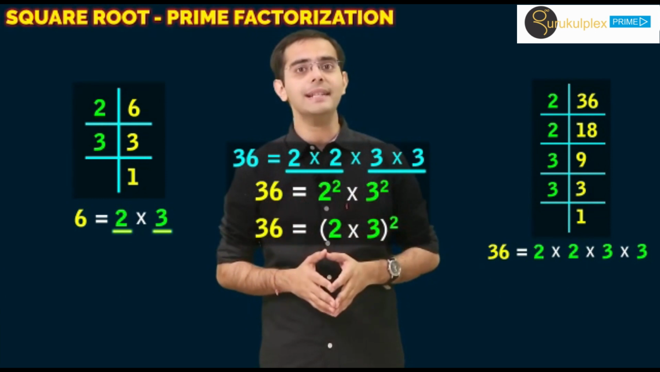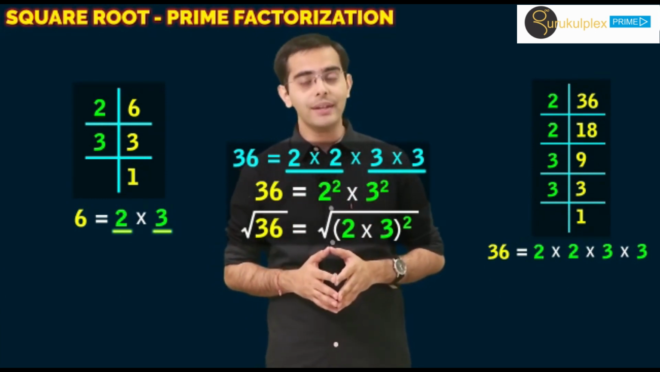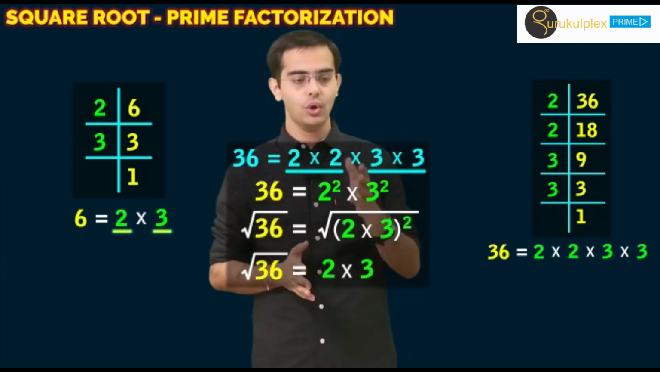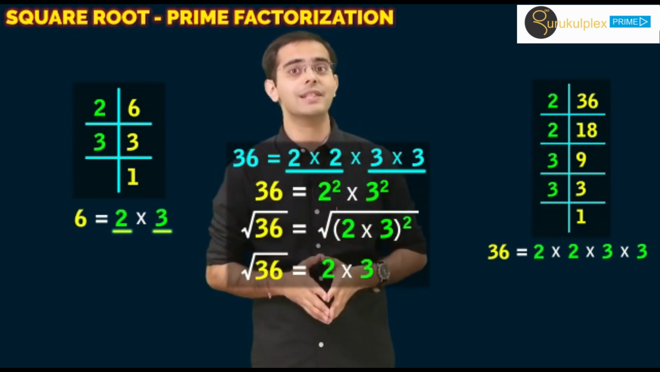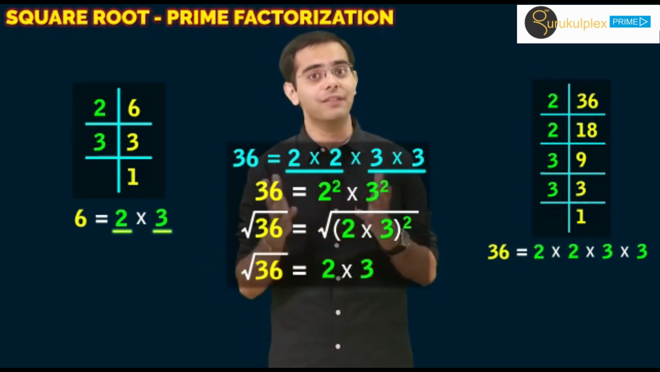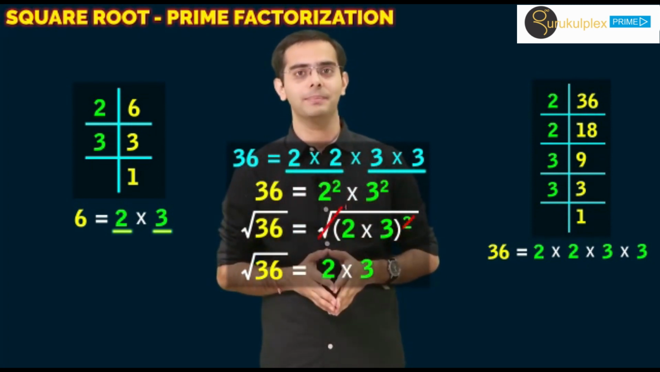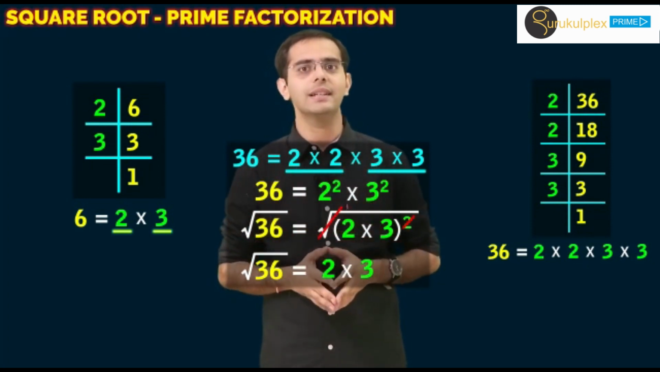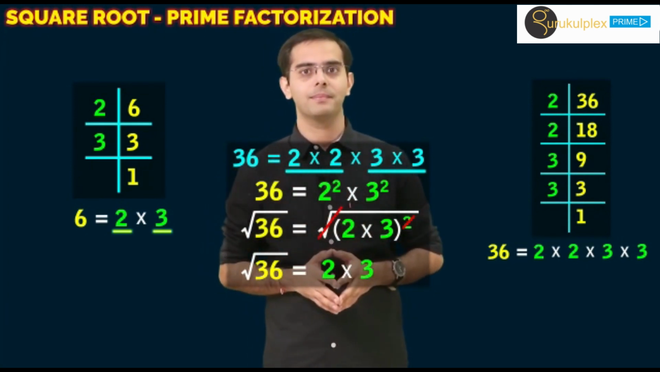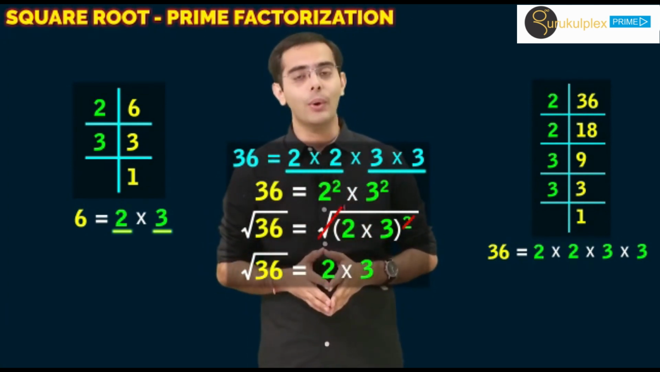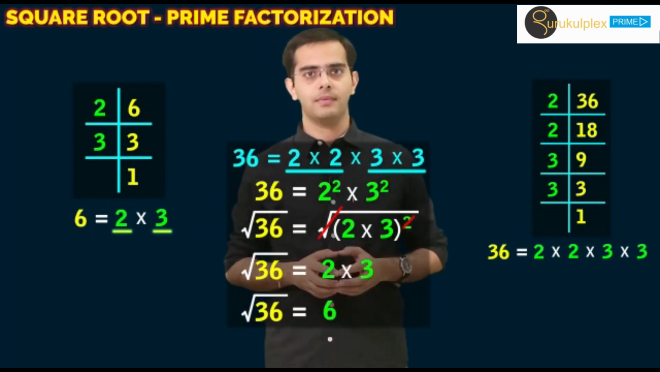Now next we are going to take the square root on both sides, which gives us square root of 36 is equal to 2 into 3. And we know that square and square roots are inverse operations. So that's why they have cancelled each other out here. Or we can also say that we'll take one number from each pair. So this gives us square root of 36 to be equal to 6.